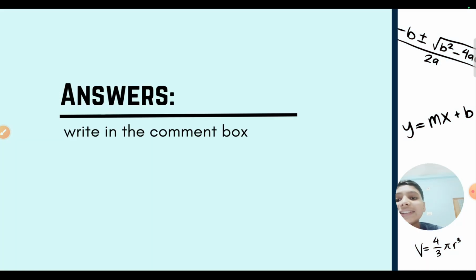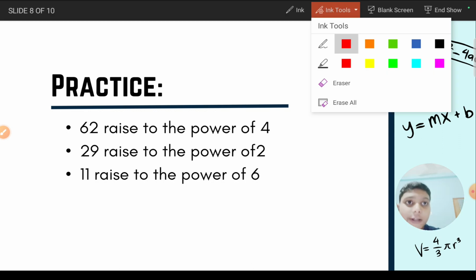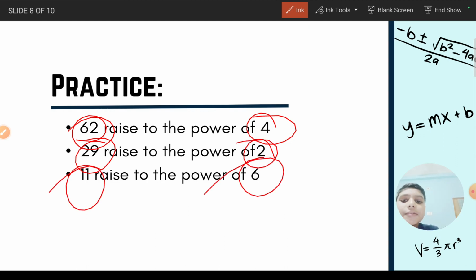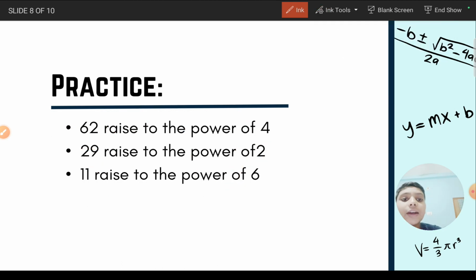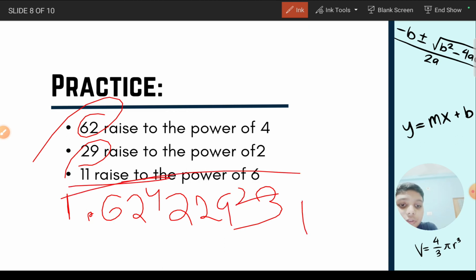Now practice these questions. Write the answer in the comment box. Now I am telling you the answer, and we are going to do this with the trick. 62 raised to the power of 4, 29 raised to the power of 2, 11 raised to the power of 6. Here raised to the power is there, so it will be very easy. See, I will be doing it very fast. 1, 2, 3. Now let's start. Number 1, 62 is the first number, 62 raised to the power of 4, 29 raised to the power of 2, then 11 raised to the power of 6.